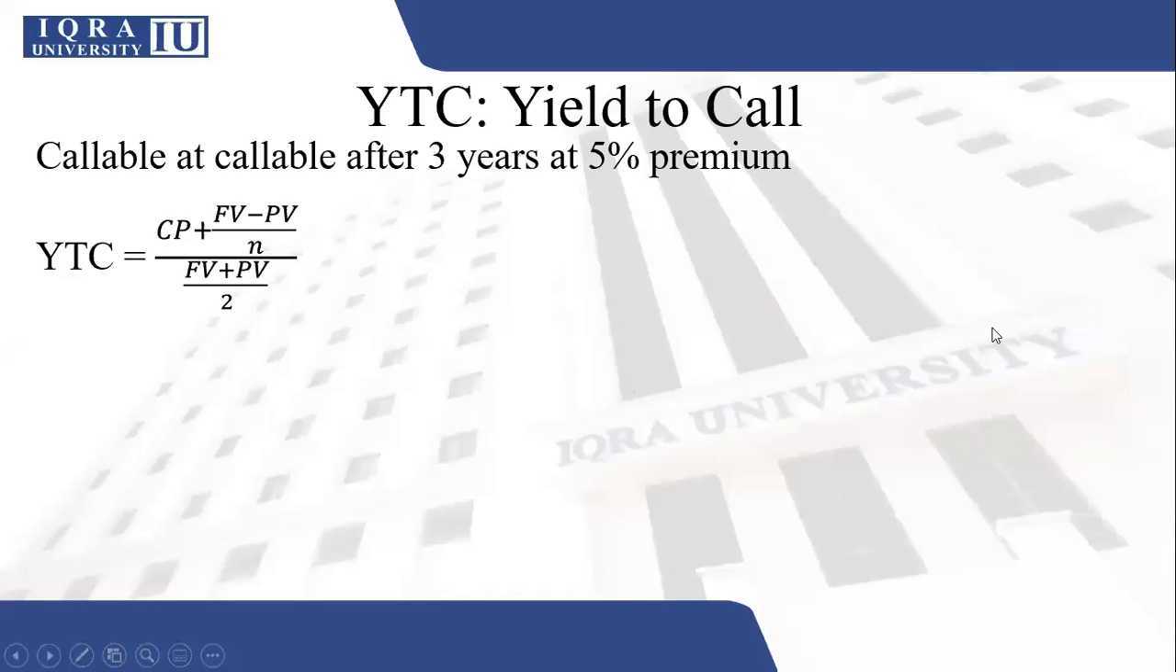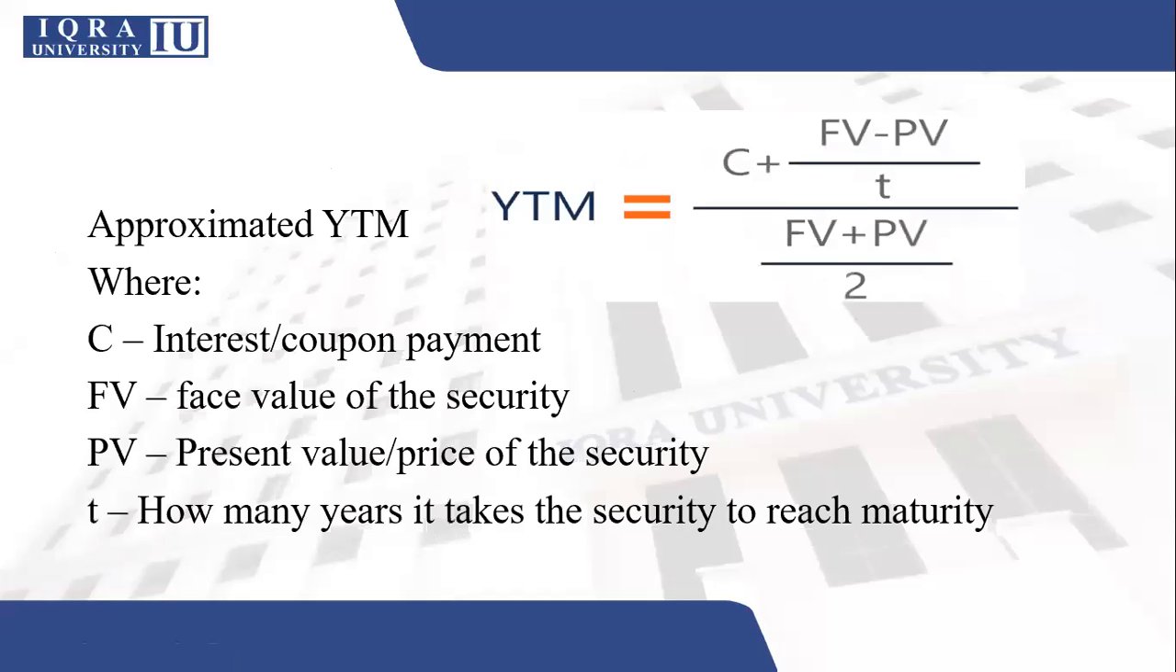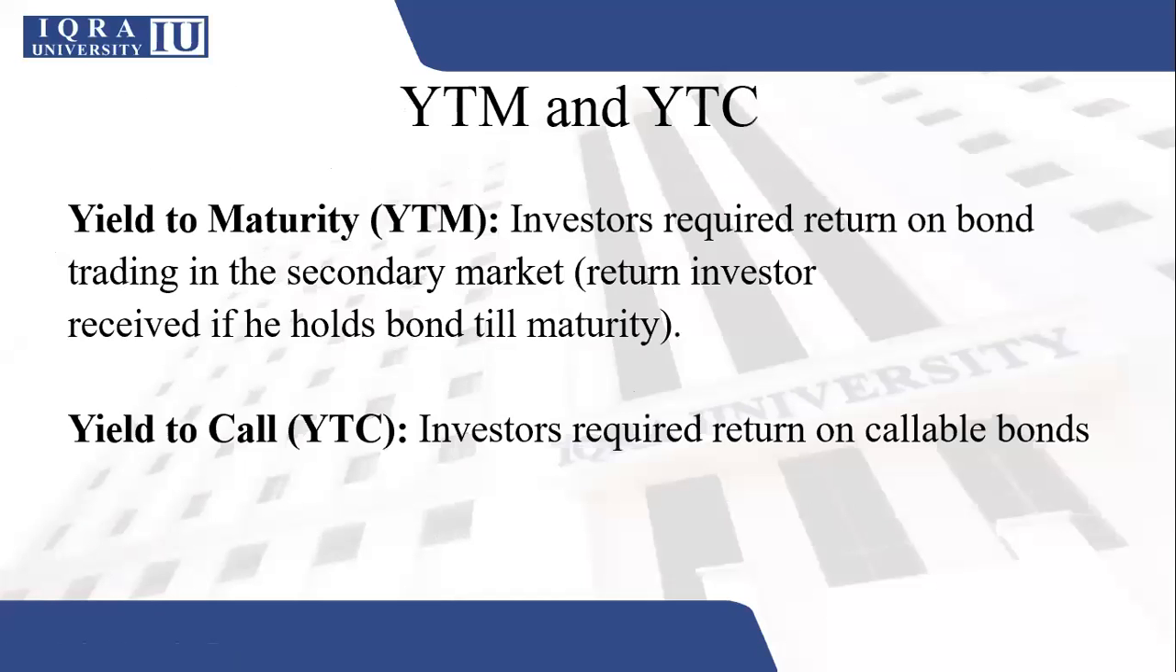Okay, so the yield to call is different from your yield to maturity. Yield to maturity tells you the total return that the investor will get if he holds the bond till maturity, whereas yield to call is going to tell you the return that the investor will get if the bond gets called. Now, if you're not sure about what a callable bond is, I would recommend that you go back to the previous unit's video in order to clarify that.